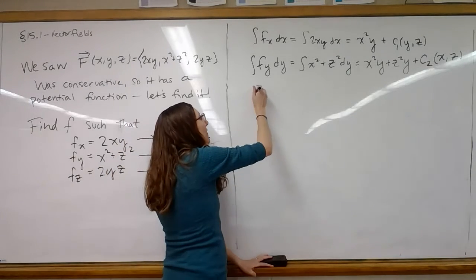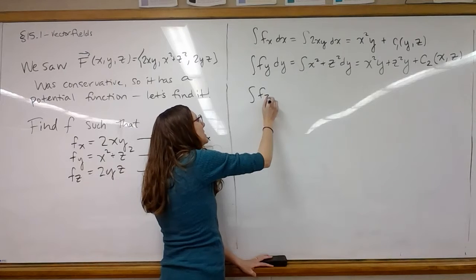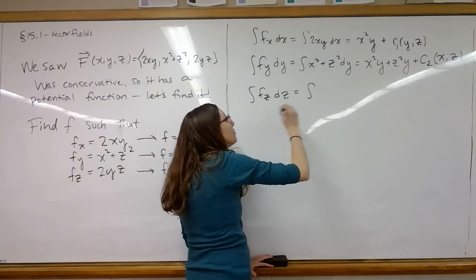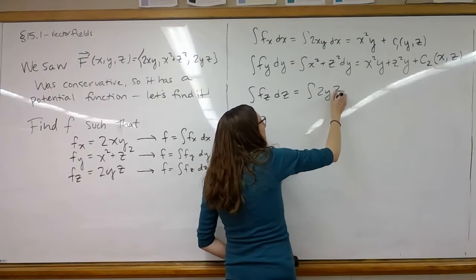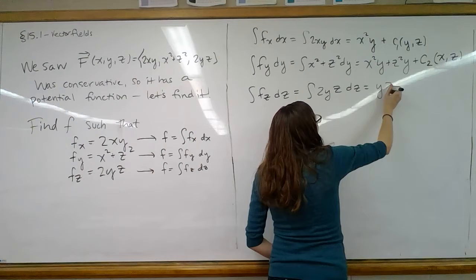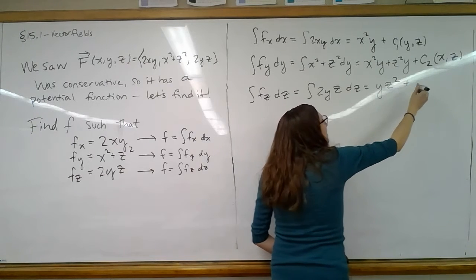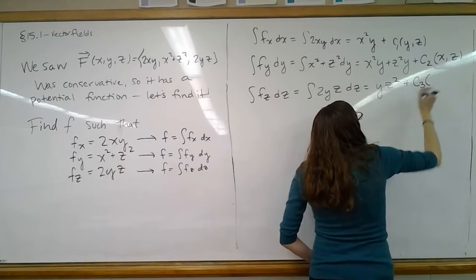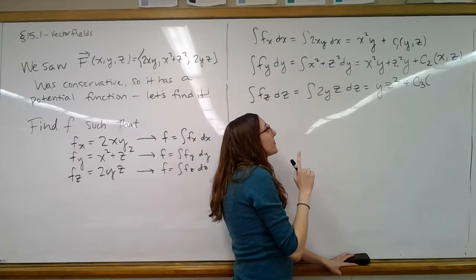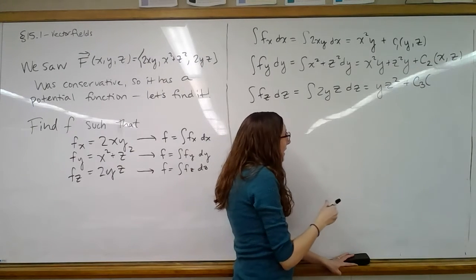because anything that has only x's and z's in it is going to have a derivative of 0 with respect to y. And then when we integrate f sub z dz, we're doing the integral of 2yz dz, which is going to be yz squared plus a third constant function, which this time is going to be with respect to x and y.